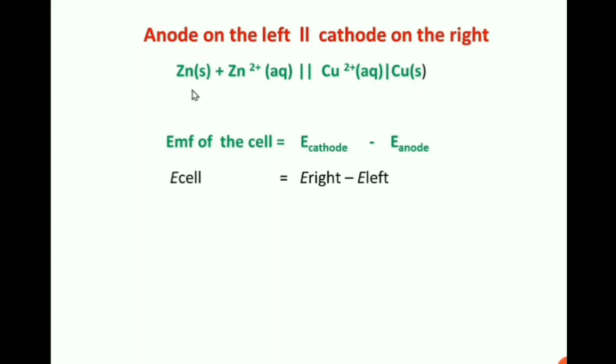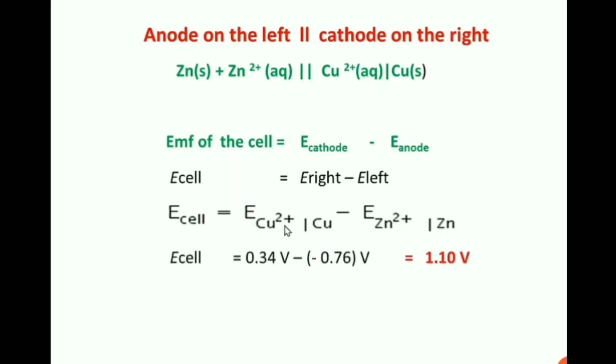Here E right means the copper rod dipped in copper sulfate solution half cell, and E left means the zinc rod dipped in zinc sulfate solution half cell. The measured half cell potential of the copper rod dipped in copper sulfate solution is 0.34 volt, and that of the zinc rod dipped in zinc sulfate solution is 0.76 volt. Then substituting the values in the above equation, we get the cell potential of the Daniell cell as 1.1 volt.